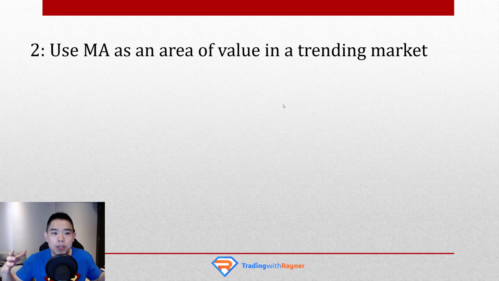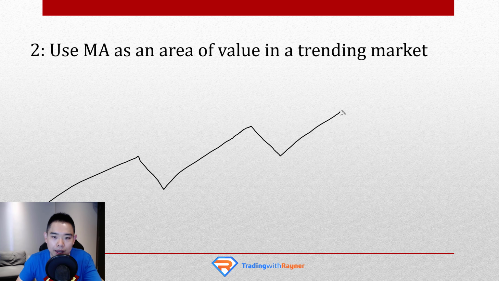Number 2 is this. Use the moving average, right, as an area of value in a trending market. So what does this mean? At this point you might be thinking, okay, so you don't buy when the price is far away from the moving average. So where do you buy? And this is where you can use the moving average as a key to help you with it. So once again, this is a trending market. And then what you want to do is to identify the moving average that the trend is respecting. So in this case, let's say this is the 50-period moving average, right?